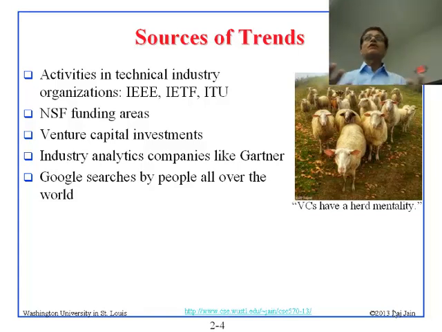So how do they find out what is happening in technology? They think somebody else knows it. And so the top VCs, whatever they invest in, the medium VCs and the bottom VCs will all invest in the same thing. That's why that herd mentality. They are like a sheep herd.